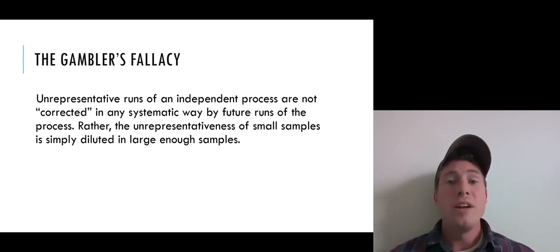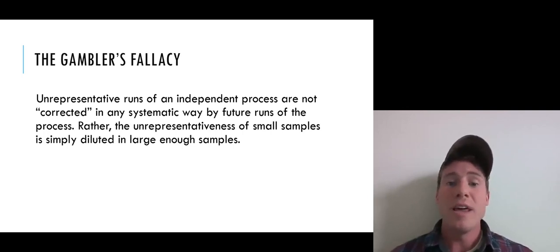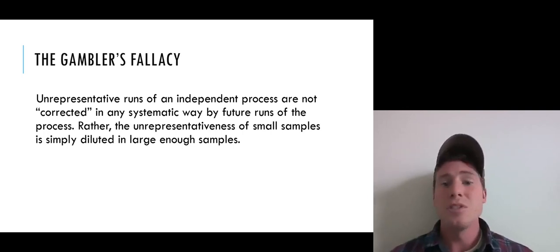So the basic problem here is that unrepresentative runs of an independent process are not corrected in any systematic way by future runs of the process, and yet we tend to think that they are. When I flip the coin 4 times and I get heads 4 times in a row, I think, oh, we need to somehow correct for that or balance for that by getting more tails now. But that's not really what happens. Rather, the unrepresentativeness of small samples is simply diluted in large enough samples.